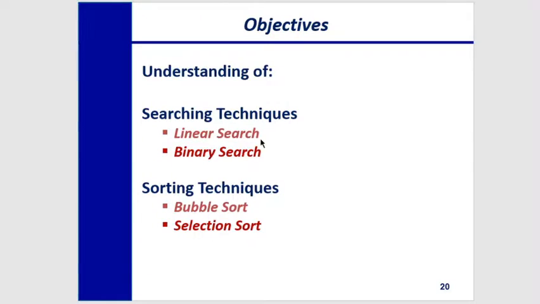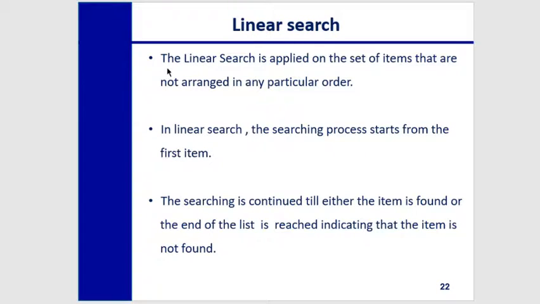So let's go to the first part of the search, that is linear search. Linear search is applied on a set of items that are not arranged in any particular fashion. For example, if we are given an unsorted array, a group of elements, a list in which numbers are haphazardly arranged without any kind of pattern, in this case we use linear search. The search process starts from the first element and continues till either the element is found or it is not. If it's not found, we'll get an unsuccessful error message.